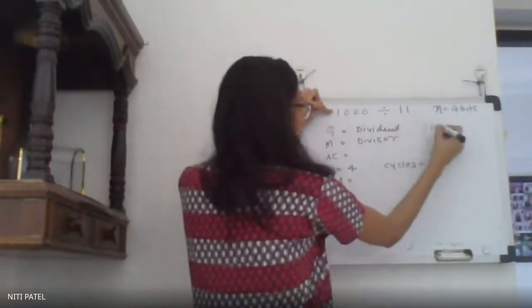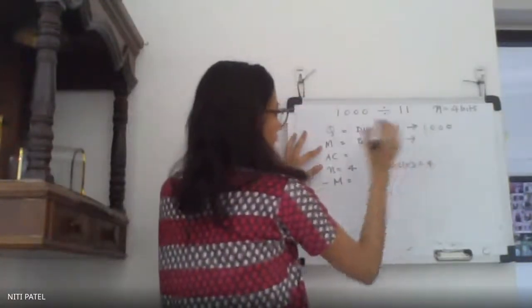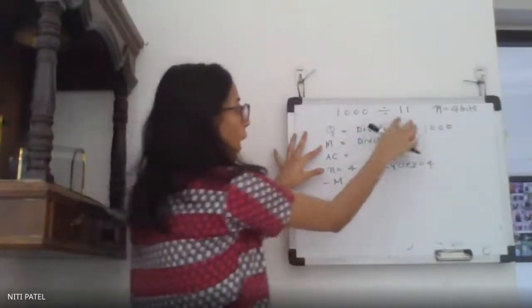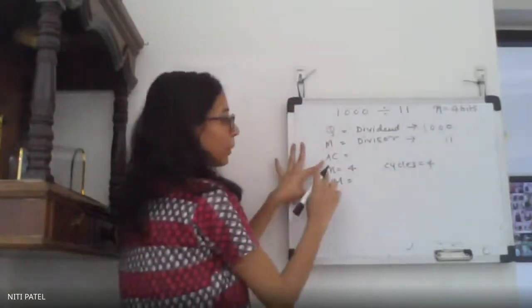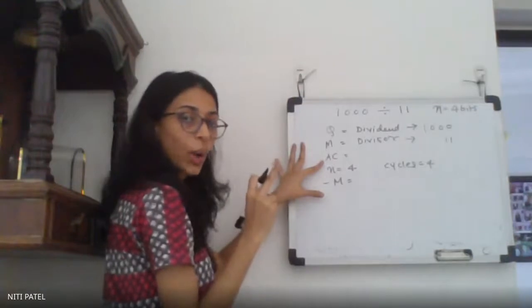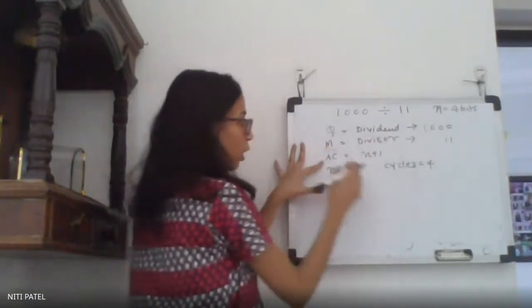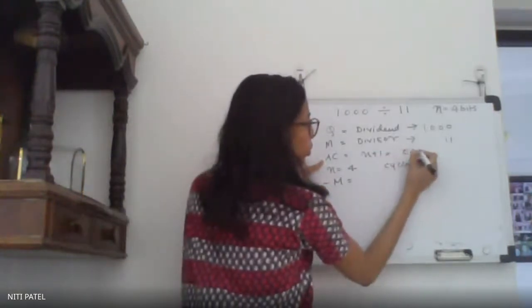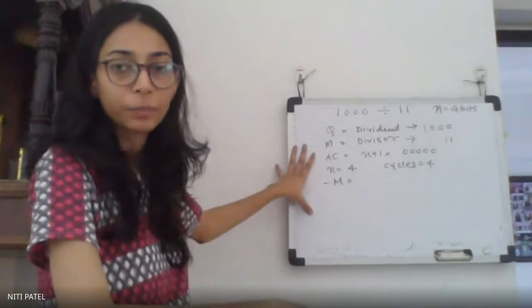What is my dividend? The dividend is 1, 0, 0, 0. What is my M? M is nothing but 1, 1. AC will be N plus 1 bits. Why is that 1 required? Because I have to handle the borrow or the carry. So how many zeros? 1, 2, 3, 4, 5 zeros. Correct?